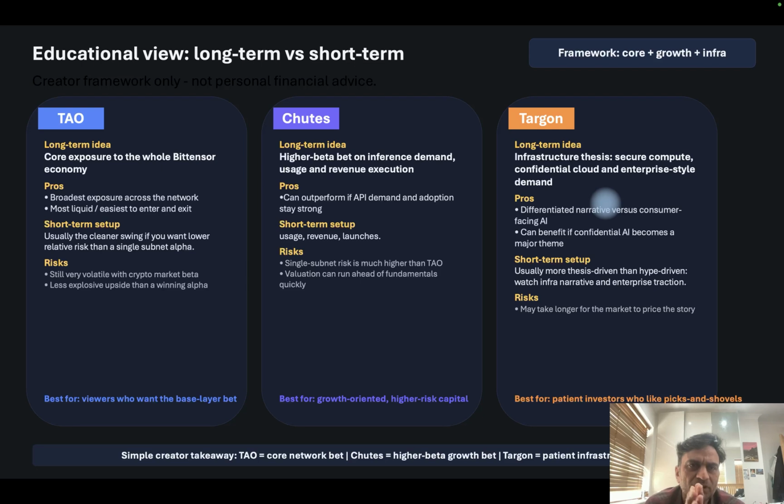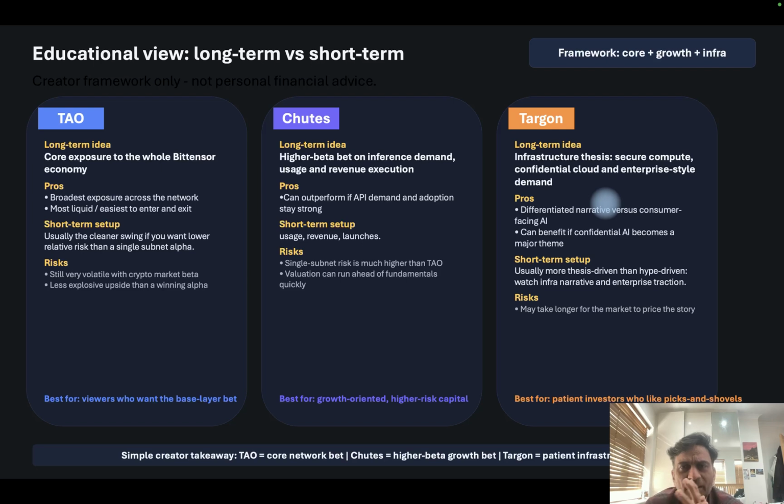So it gives you the core exposure, not dependent on one particular thing, one particular subnet. It's quite liquid, easiest to enter and exit. Again, there will be price volatility on TAO, which we still are experiencing. So that's a short term setup. Risk is still very volatile and less explosive upside, of course. It's more kind of a medium or large cap rather than a micro cap or small cap.